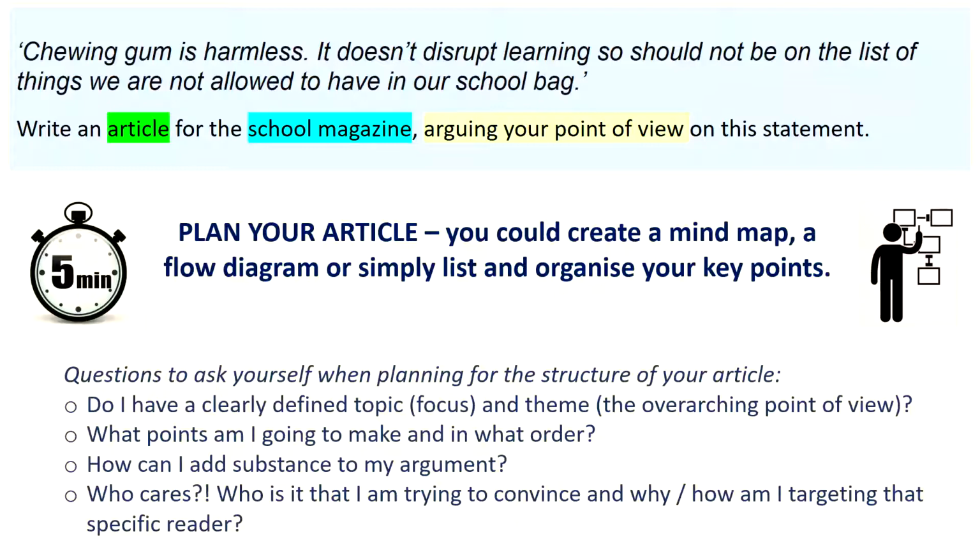You've got to be aware of your audience, your reader all the time. Who is it you're trying to convince and why? How are you going to target that specific reader? So if we're talking about a school magazine and we're talking about chewing gum being part of either a banned or a welcomed substance in a school bag, then everything throughout your article should sound like it's aimed at people who are in schools.